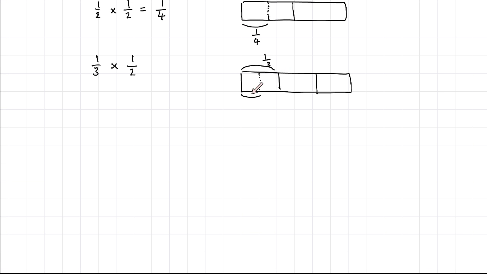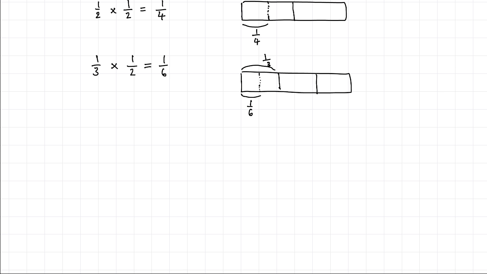Now what size is this in relation to the whole bar? So how many of these fit into the whole bar I need to think about. So I've got one of these here, I've got another one, and I can see I'm going to have 2 in this box as well, and 2 in this box. So this will actually be a sixth, because I'll have 1/6, 2/6, then there'll be 3, 4, there'll be 5, and 6/6. So this size here is 1/6. So my answer is going to be 1/6.